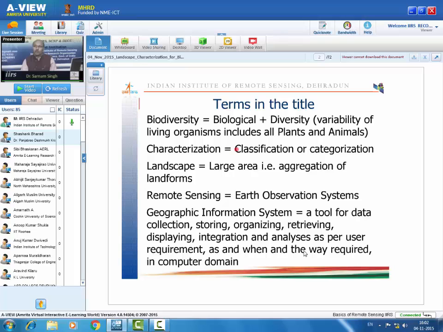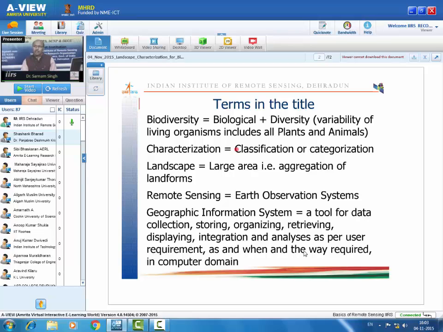It can be angiosperms, higher plants, all the ferns, pteridophytes, bryophytes, gymnosperms, they all are part of the plant kingdom. Similarly, in animals, starting from bacteria or virus to the largest animal, let us say elephant or rhinoceros, even including human beings, we are all part of the biodiversity.